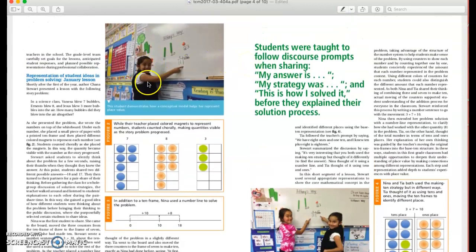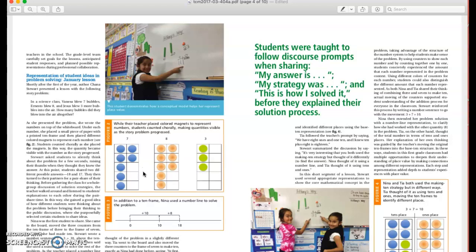this page shows the first example of visual representations. Stewart gave her students an addition problem and placed a printed 10 frame on the board with different colored magnets to represent each number. So the addition problem was 7 bubbles and 8 bubbles and 3 bubbles. They quarterly counted the magnets as she placed them on the board. She gave the students time to think about their answer, and then they did a pair share of their thinking with a partner. Then Stewart pulled the whole class together for a whole group discussion.